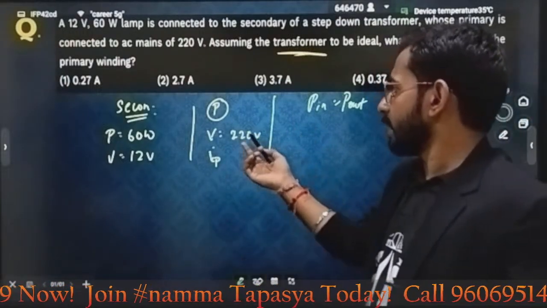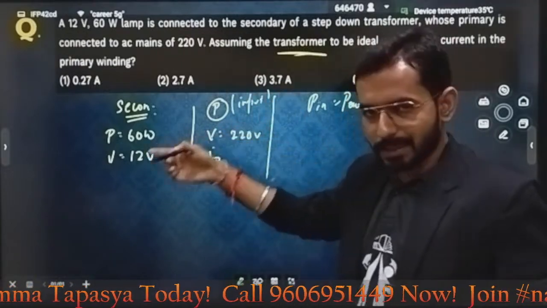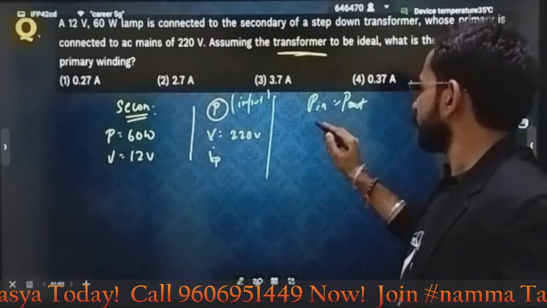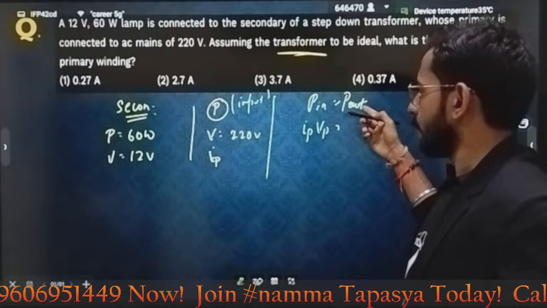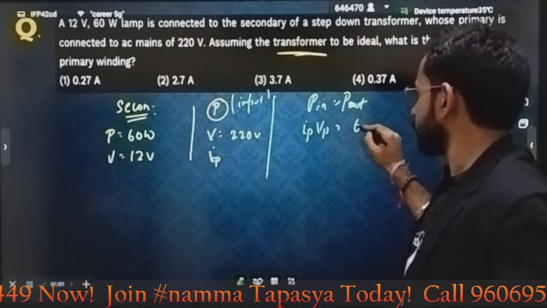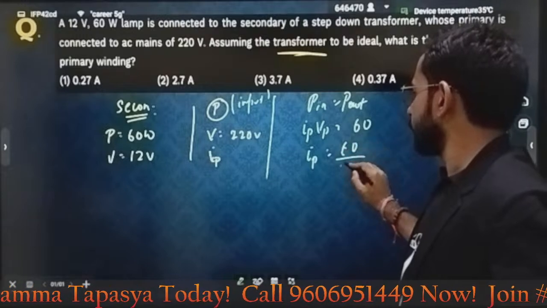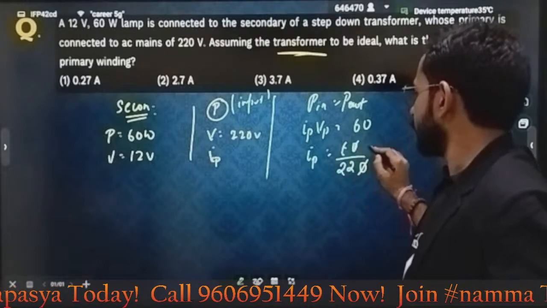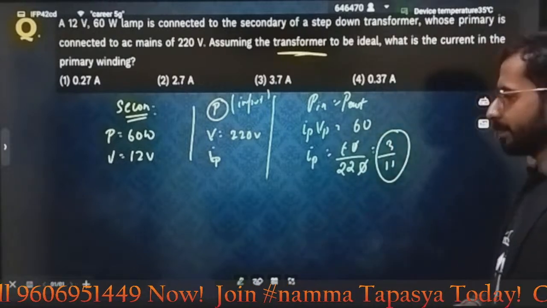Now, what can you write for output? Primary is input and secondary is output. So for input you can write IP VP is equal to power output, which is already given, 60. And IP you want to calculate, so 60 divided by 220. 20 will get cancelled. 3 by 11. How much will this value be?